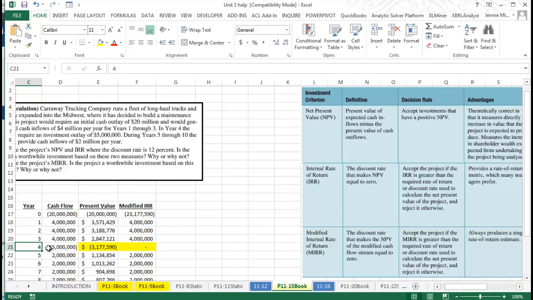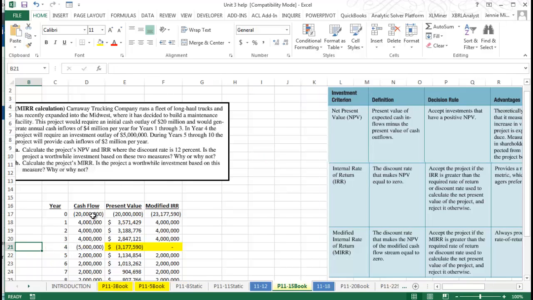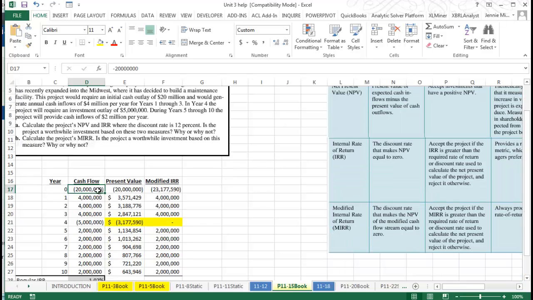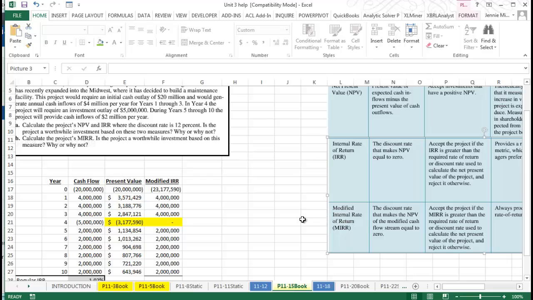Let's take a look at this and you'll see what I mean. In this problem, I just copied down the information and laid it out in our typical fashion so it's easier for us to calculate. You'll notice that we have both a negative number in year 0 and a negative number in year 4. That's the mixed values of cash flow that I speak of, and that's one reason that we want to use the modified internal rate of return.